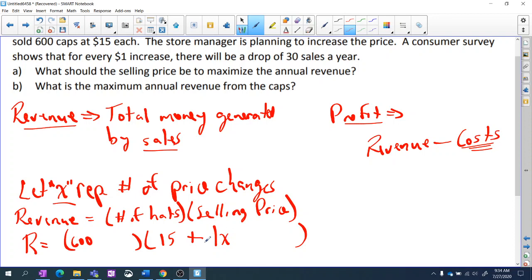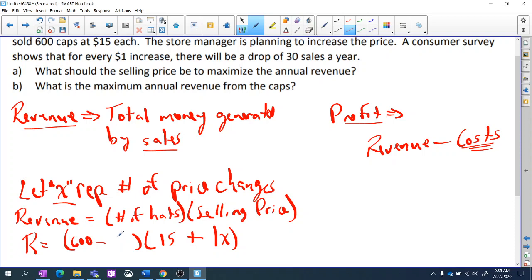Now sometimes they'll do the opposite. They'll drop the price and sell more. You just have to read it properly. Then you'd put a subtract here. I'm just going to erase. So if they increase the price, they're going to sell fewer hats. So the number of sales is going to drop. So that needs to be a subtract.